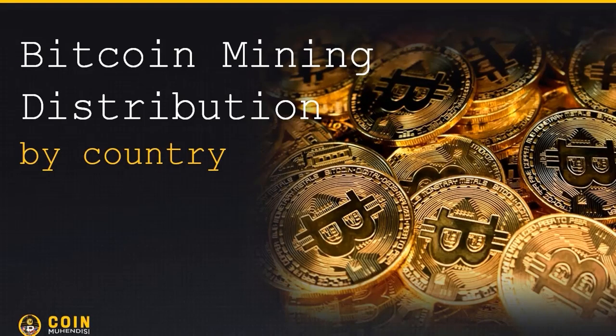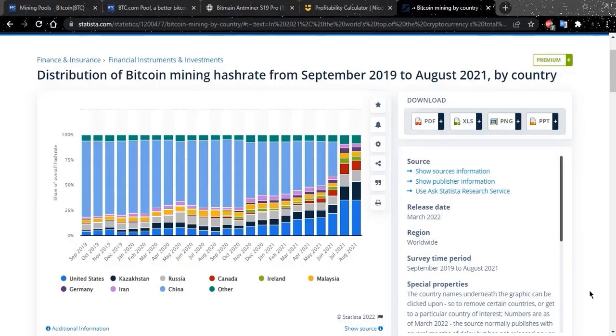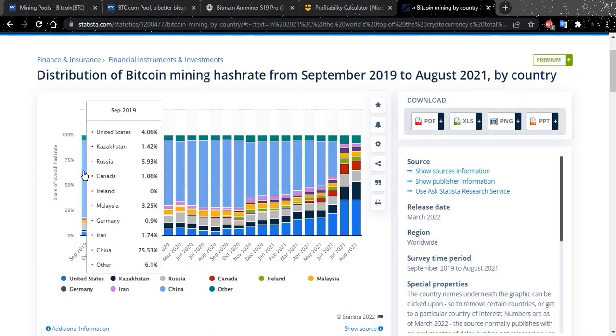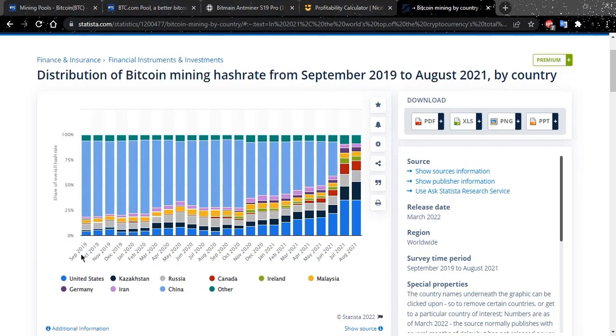Now we will mention one of the most important topics, and this is Bitcoin mining distribution by each country. And we will talk about weather condition and electricity in a nutshell. Okay, now we are on a website which we will follow Bitcoin mining countries. And as you see on the chart, you see distribution of Bitcoin mining hash rate from September 2019 to August 2021 by country. So first of all, this blue line belongs to China. We can see in September 2019, China was leading this Bitcoin mining industry.